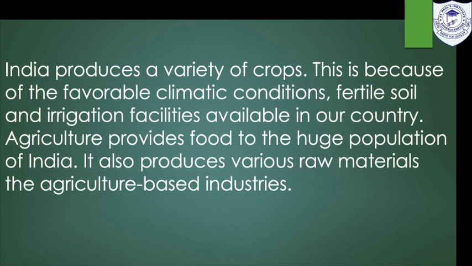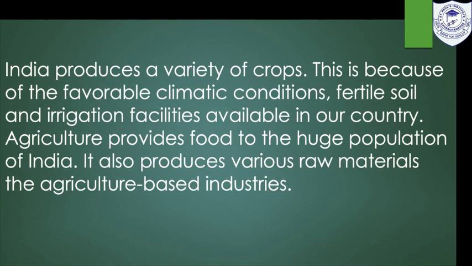Here we can say that India produces a variety of crops, that means various types of crops. It is because of three things. What are the three things? Let us see. First, favorable climatic conditions. Because of these favorable climatic conditions, we can plant various types of crops in each area. And then next we have fertile soil.